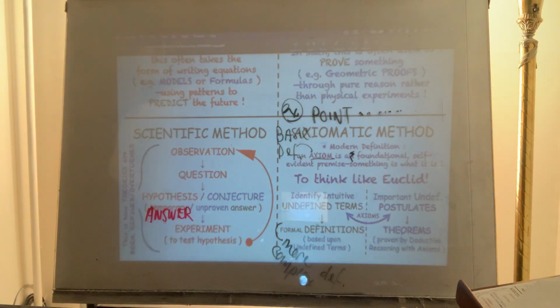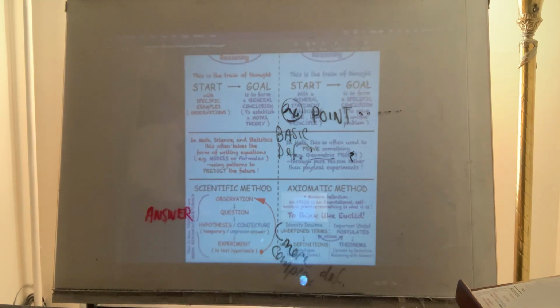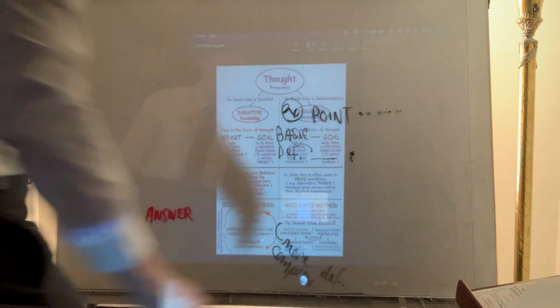So again, as an overview, I'm just going to back this off so you can see it all at once. These are the two trains of thought.